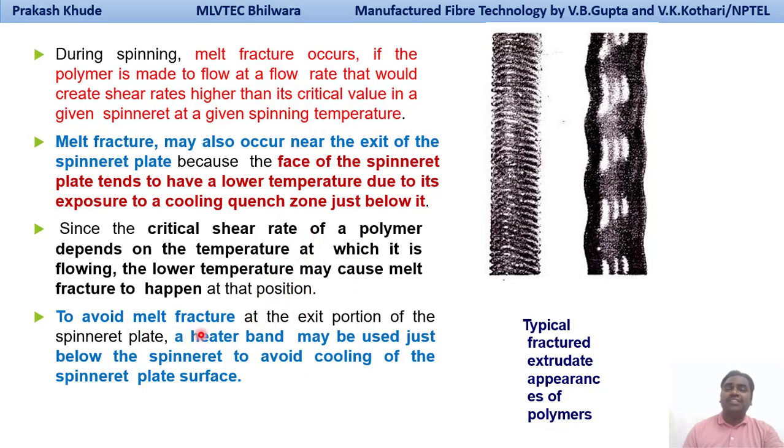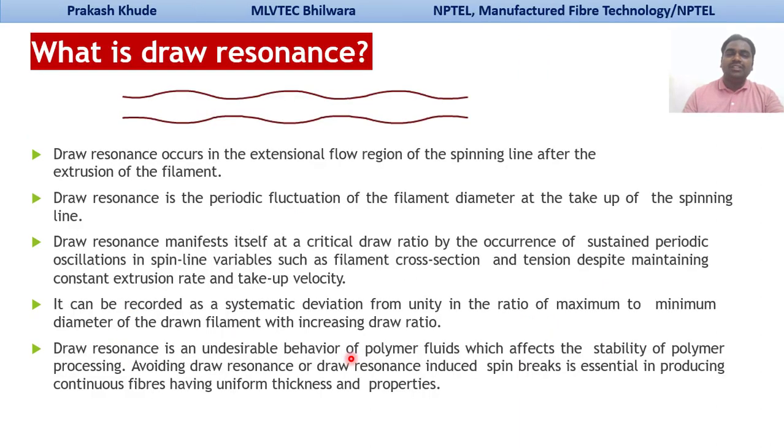To avoid this melt fracture at the exit portion of the spinneret plate, a heater band can be used just below the spinneret to avoid cooling of the spinneret plate surface. This is the way by which we can avoid melt fracture, or distortion of the fiber surface, by keeping the heater band just below the spinneret plate, so as to avoid cooling of the spinneret plate surface.